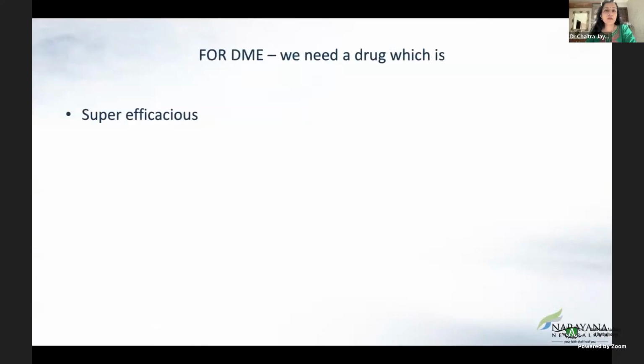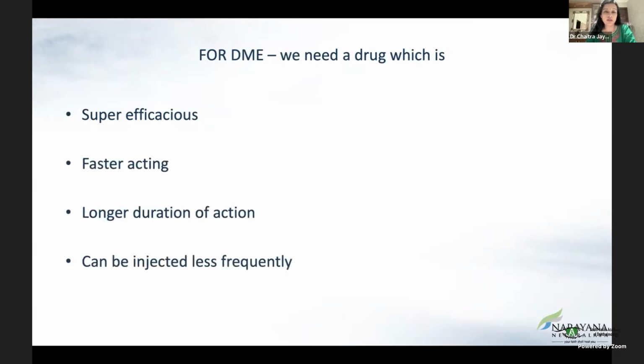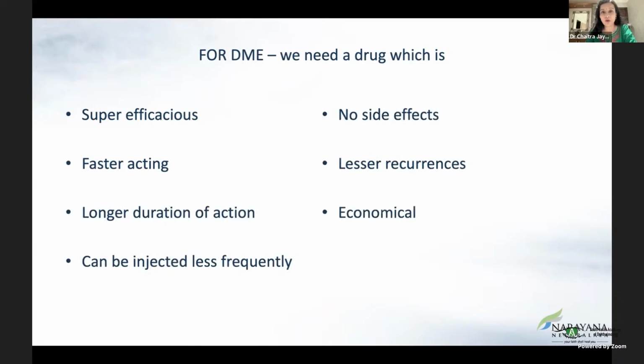So to summarize, for DME, we do need a drug that is super efficacious, because this is literally a disease that is there for life. So we need to treat this patient along with other comorbidities. We want a fast-acting, longer-duration drug that can be injected less frequently with minimal or no side effects, fewer recurrences, and economically. So this is the wish list that we all retinologists have. And I'm hoping sooner rather than later, we will be able to get one drug that matches all of them.